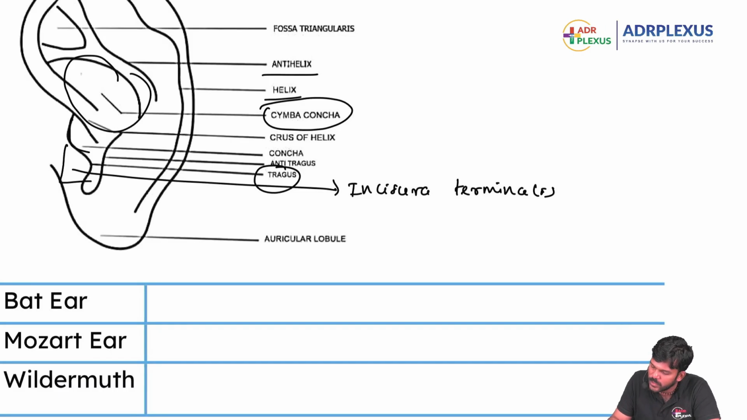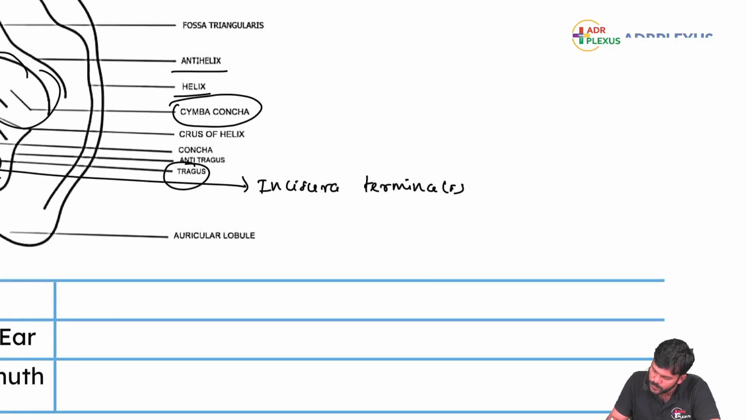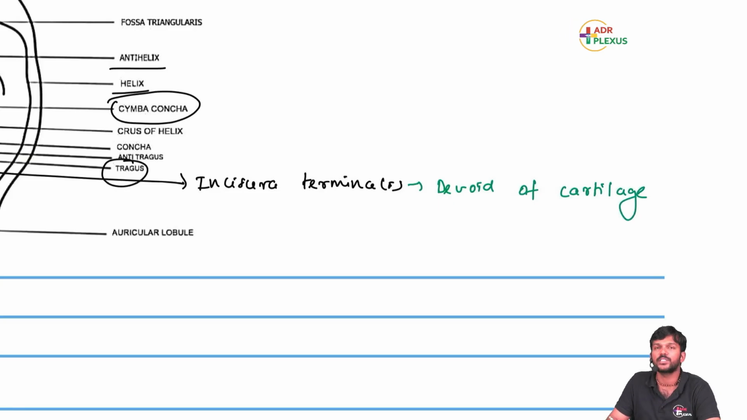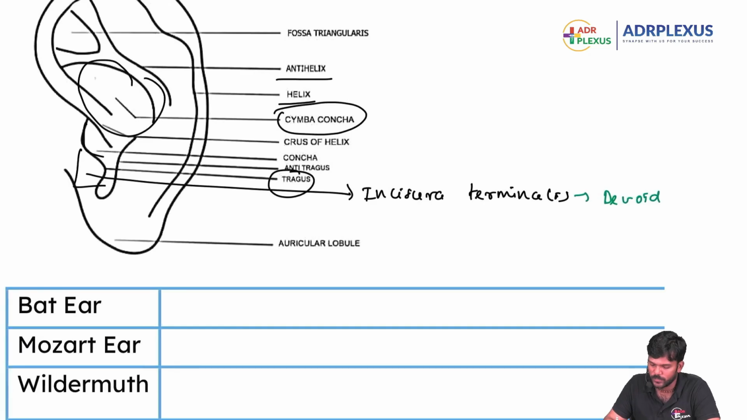This incisura terminalis is devoid of cartilage. So it can be an ideal site to put an incision during ear surgeries. Okay, devoid of cartilage. This is point one.